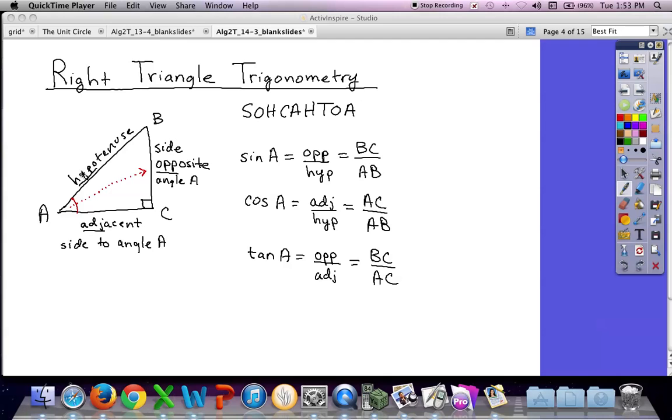And then the hypotenuse. The sine is defined as the length of the opposite side divided by the length of the hypotenuse. In this triangle, that's BC divided by AB. The cosine is adjacent over hypotenuse, which is AC divided by AB. And the tangent is opposite divided by adjacent, so that is BC divided by AC.